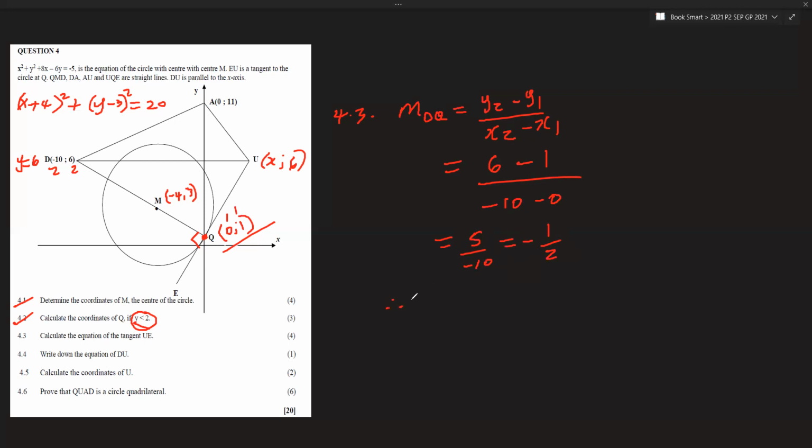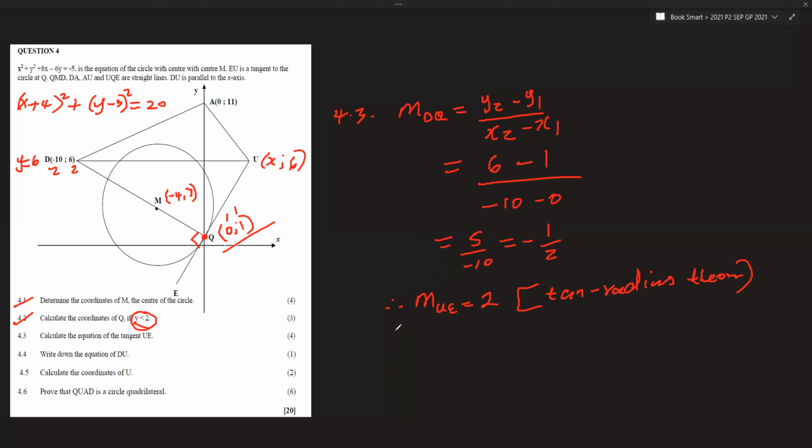Therefore, m of EU, or UE, must be a negative reciprocal of this because this line and that line are perpendicular. So you're going to say that, and then you give a reason here. You can even say tan radius theorem to show. Remember, they can ask you, how did you know this is 90? So you can just mention tan radius theorem there.